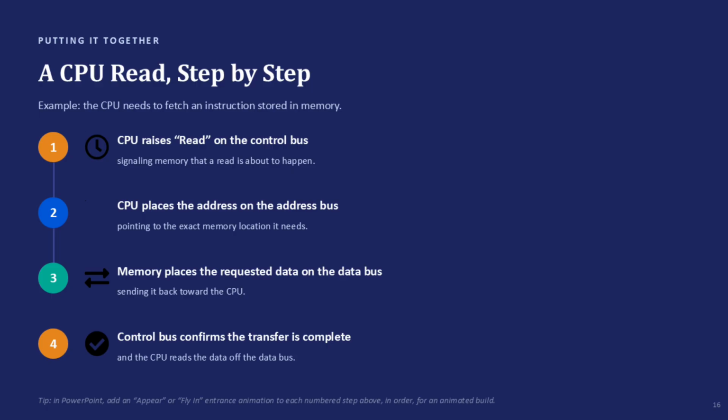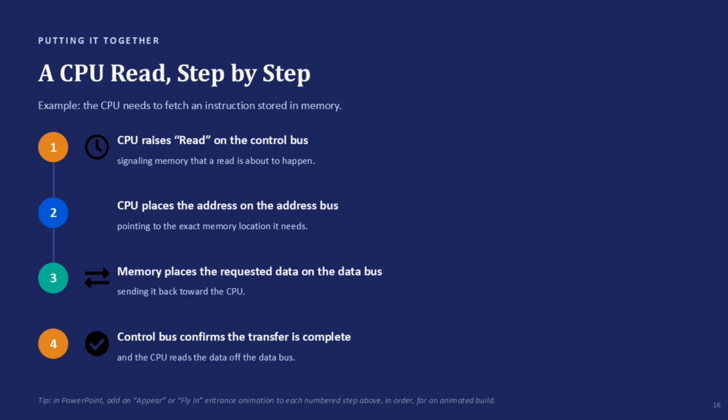Step 2. The CPU places the address on the address bus. Now the CPU tells memory exactly where to look. It places the required memory address onto the address bus. Imagine walking into a library. Before the librarian can hand you a book, you first tell them the shelf number or call number. Similarly, the CPU specifies the exact memory location where the required instruction or data is stored. The address bus carries only this location information. It still does not carry the actual data.